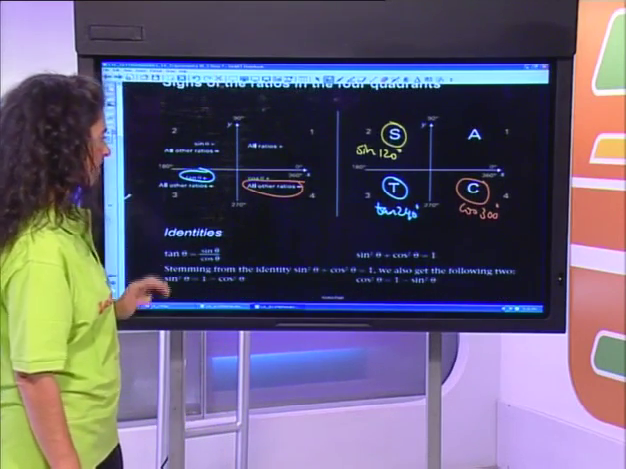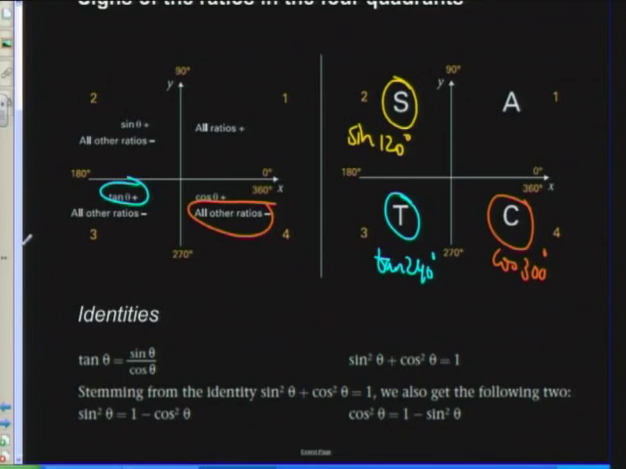And then your identities are the 3 major ones, and those will be on your formula sheet, but it's good to memorize them.